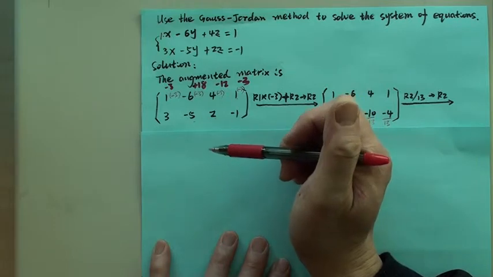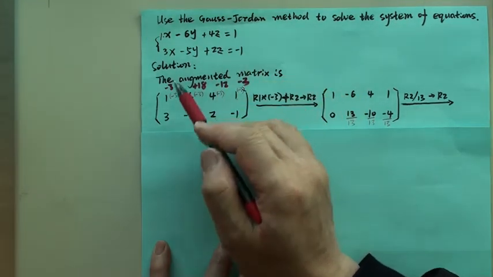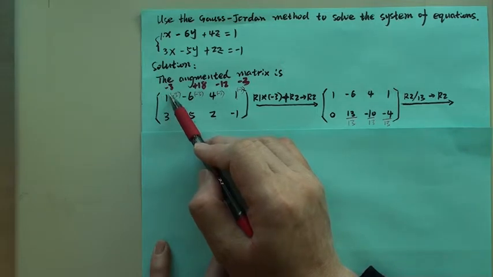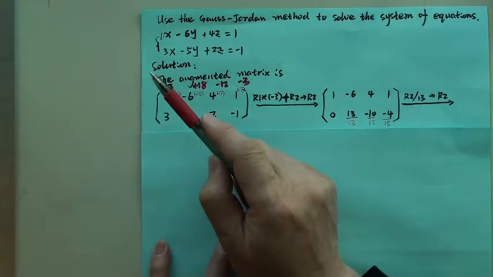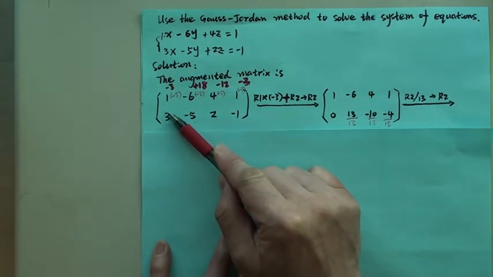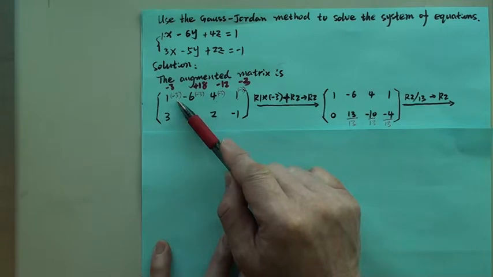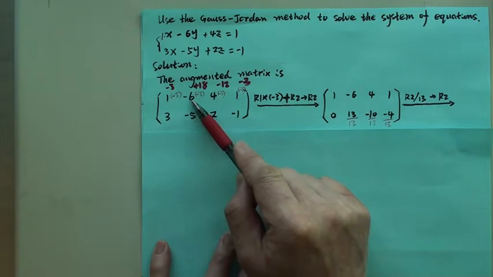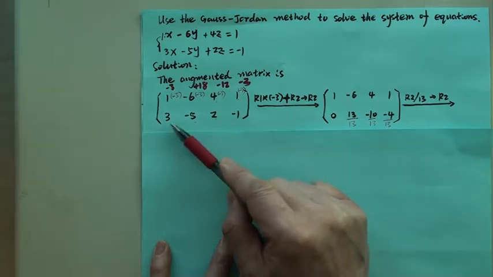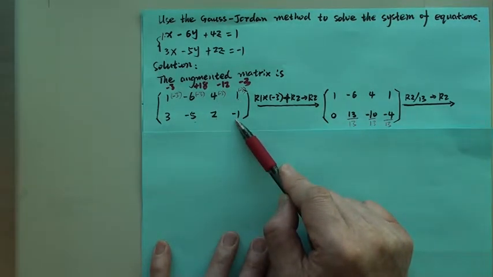Now, the Gauss-Jordan method is that row 1, column 1, this element needs to be 1. So we are done already. But we need the rest of the elements in column 1 to be 0. So we multiply the first row by negative 3 and add it to the second row, and we will get a new second row.